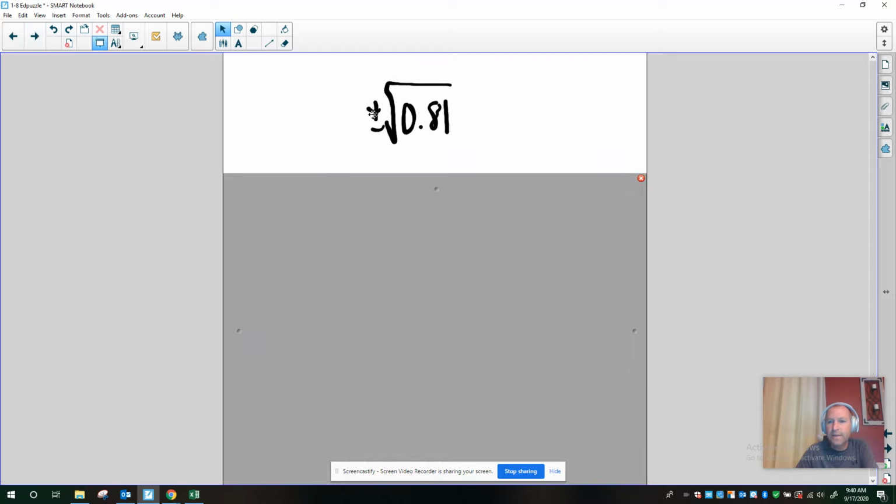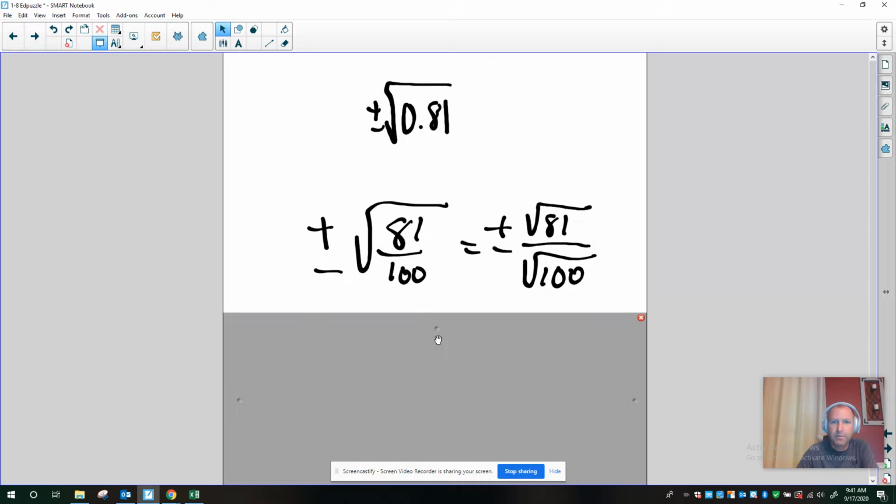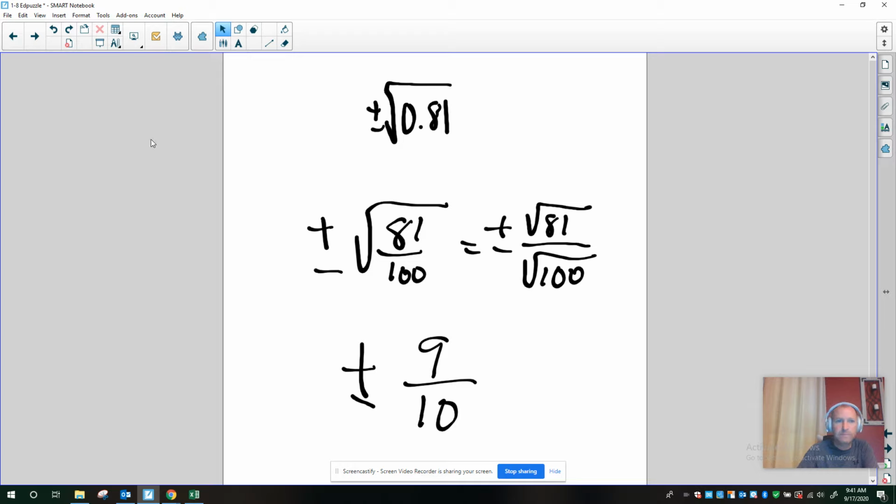Notice that this is positive and negative, the square root of 81 hundredths. So I'm going to rewrite that as 81 hundredths as a fraction and compute the top and bottom separately. Notice that the plus minus is coming along for the ride. It does not change. The square root of 81 is 9, and the square root of 100 is 10.